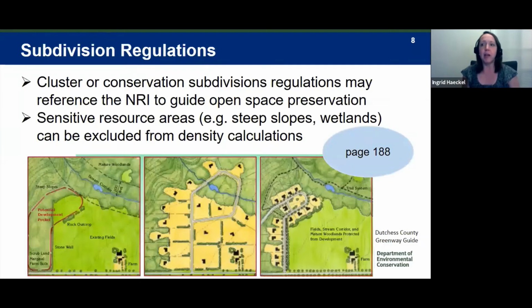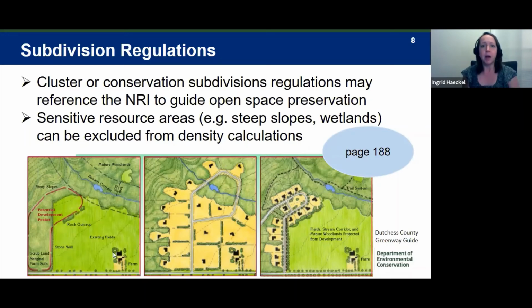There are some other ways that the NRI can be integrated into local subdivision regulations. Similar to that Rhinebeck example, the NRI could be referenced in cluster or conservation subdivision regulations to guide the open space preservation selection process on a site. Sensitive resource areas, including steep slopes, wetlands, or floodplains, for example, can also be excluded from density calculations in subdivision regulations, and I think the town of Germantown may have an example of that in Columbia County.